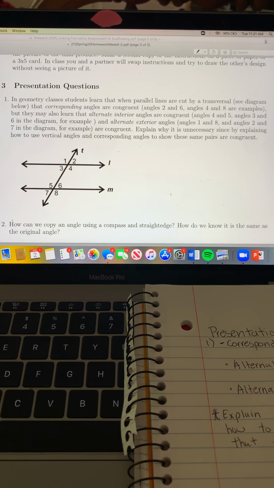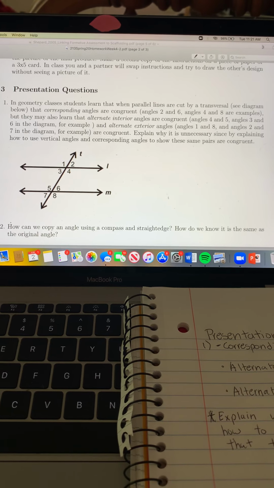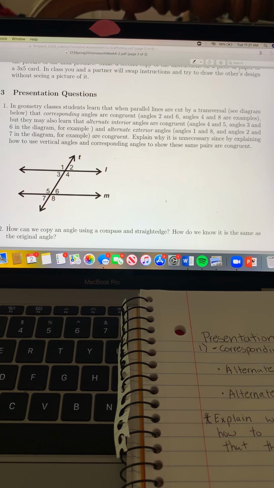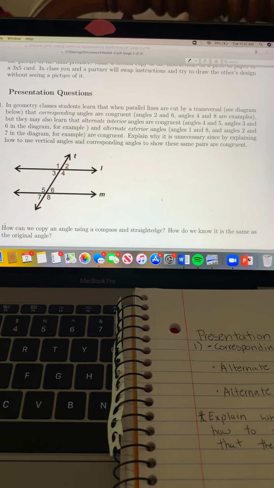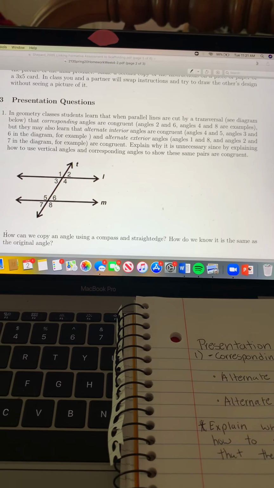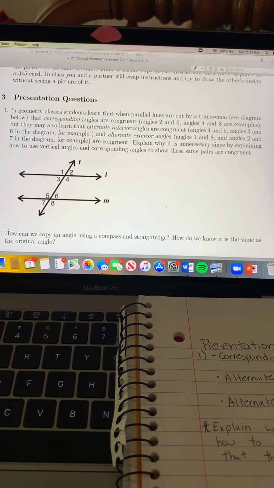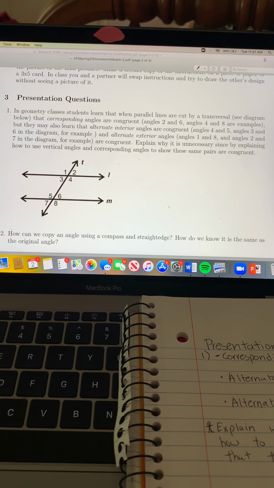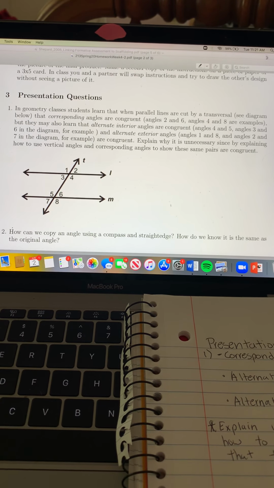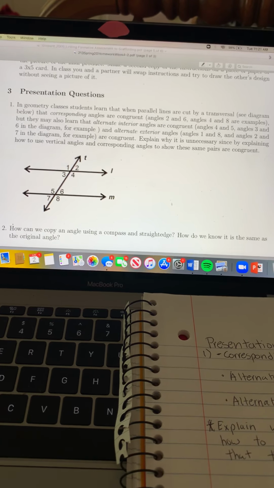So for my presentation question, I'm doing question 1 from week 4, and the question states: in geometry classes, students learn that when parallel lines are cut by a transversal, corresponding angles are congruent, but they may also learn that alternate interior angles are congruent and alternate exterior angles are congruent. Explain why it's unnecessary, by explaining how to use vertical angles and corresponding angles to show that these pairs are congruent.